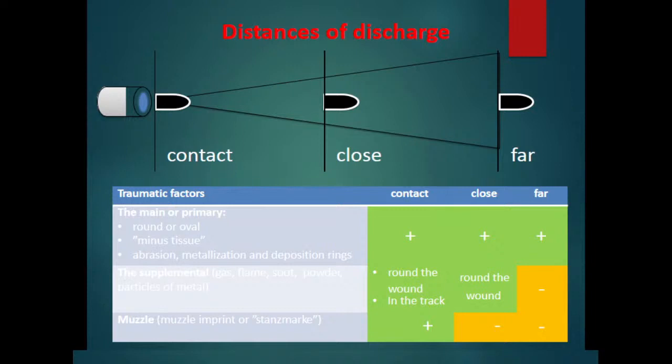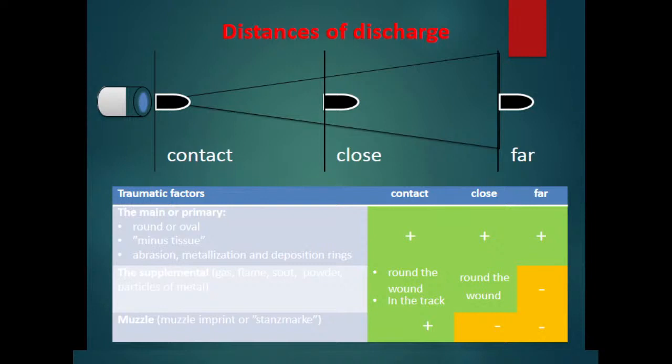In case of a contact shot, the barrel is pressed to the skin or to the clothes of the victim. That's why we see muzzle imprints in this case on the skin. All the supplemental factors are mostly seen within the wound canal, not around it, but within it.